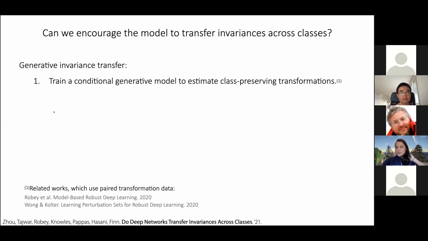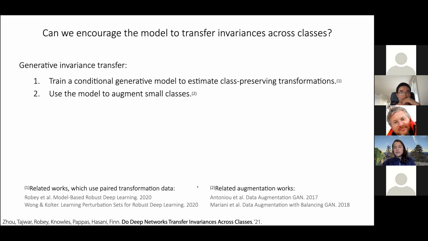However, one key difference is that we're not going to assume paired transformation data. We're just going to train a conditional generative model on each class to be able to generate images of that same class. And so there might be other things that are varying. And then once we have this generative model, we can use this model to augment our data and create more data essentially that illustrates that invariance to the model. And there are also related works on using neural networks as data augmenters as well, so I should also mention those.